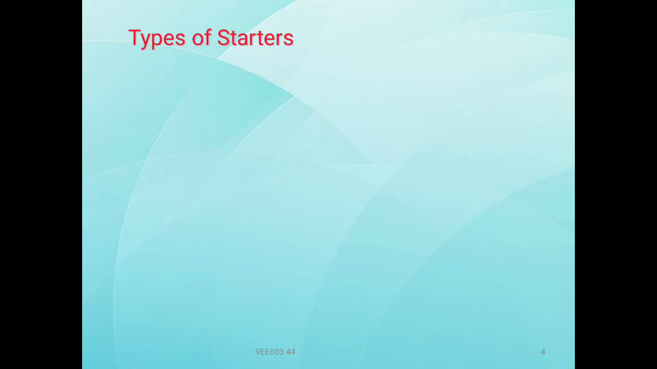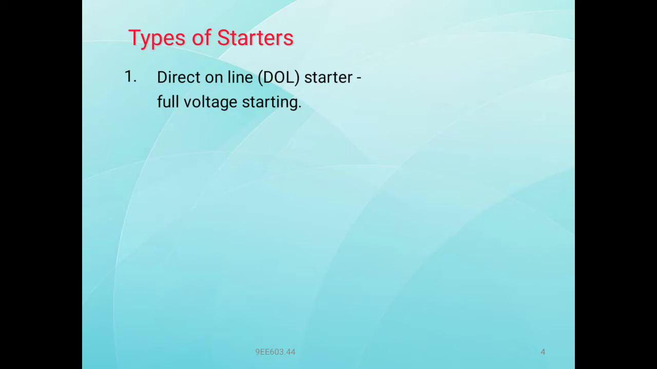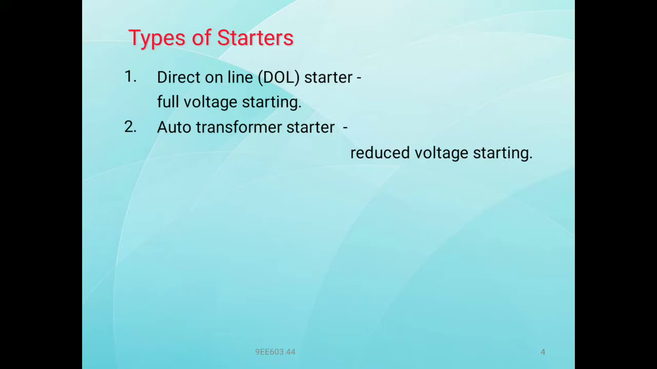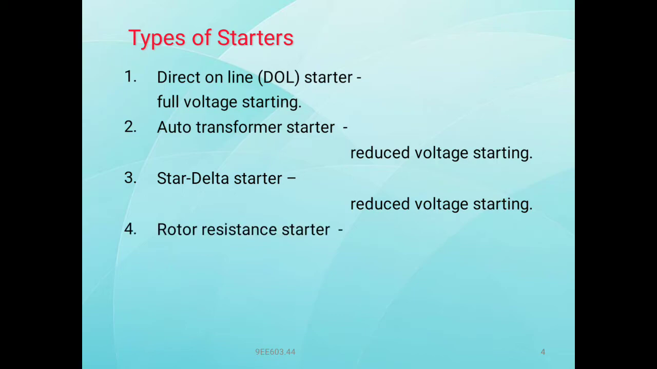Here, types of starters: direct on line starter for full voltage starting, auto transformer starter for reduced voltage starting, star delta starter for reduced voltage starting, rotor resistance starter used for slip ring motor.